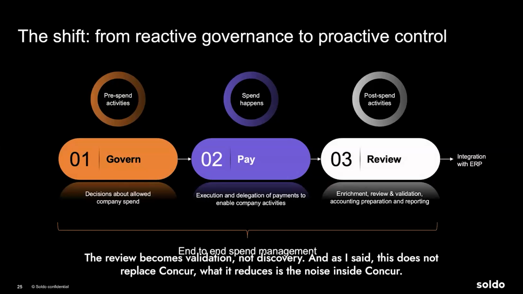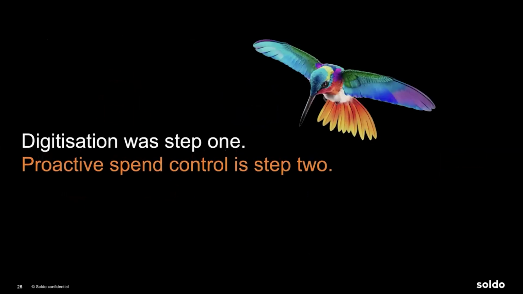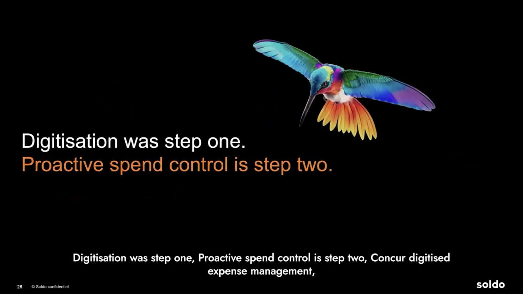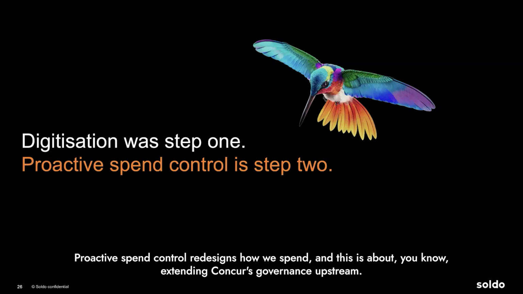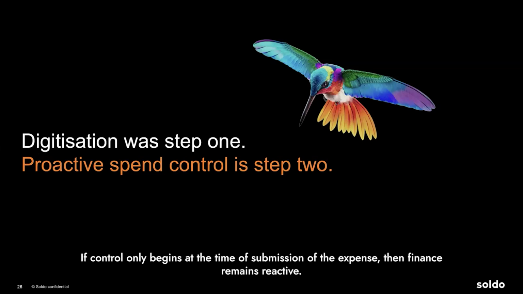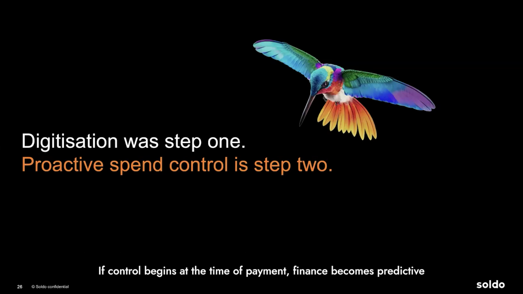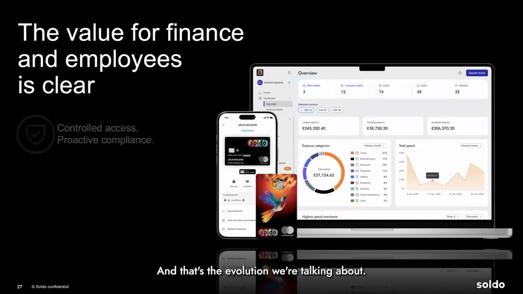And as I said, this does not replace Concur. What it reduces is the noise inside Concur. Digitization was step 1. Proactive spend control is step 2. Concur digitized expense management. Proactive spend control redesigns how we spend. And this is about extending Concur's governance upstream. If control only begins at the time of submission of the expense, then finance remains reactive. If control begins at the time of payment, finance becomes predictive. And that's the evolution we're talking about.